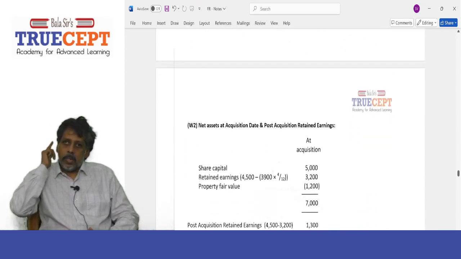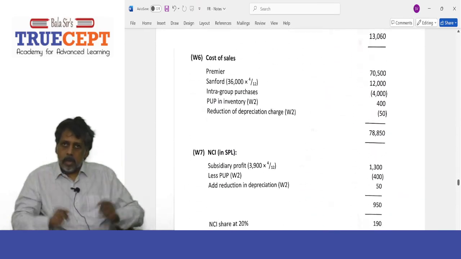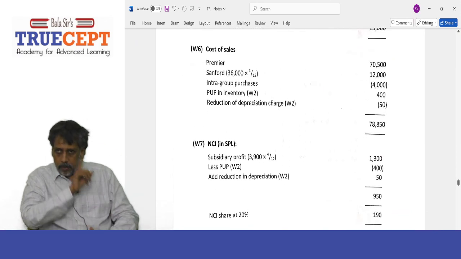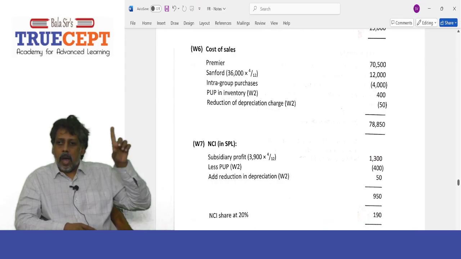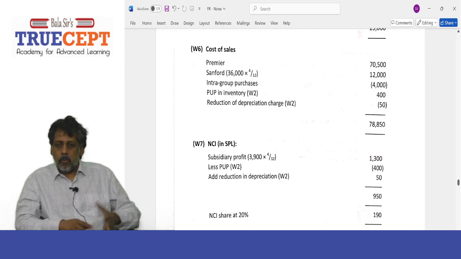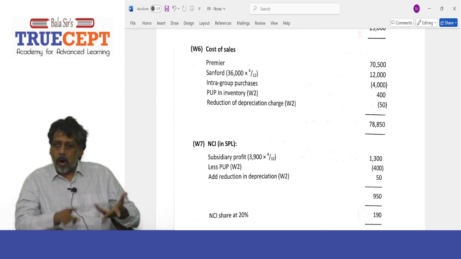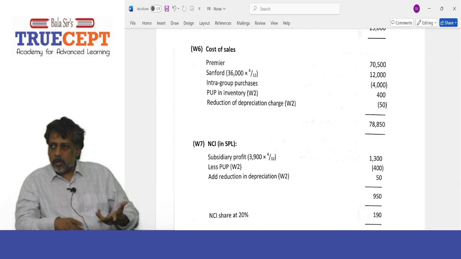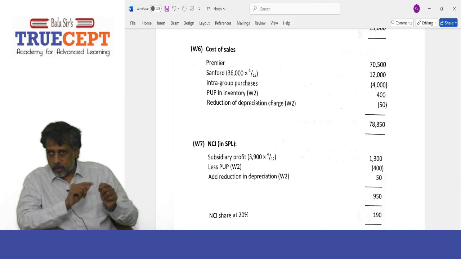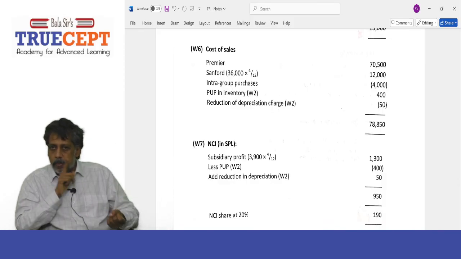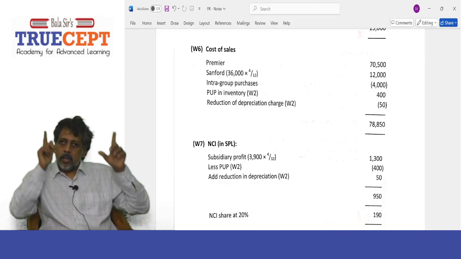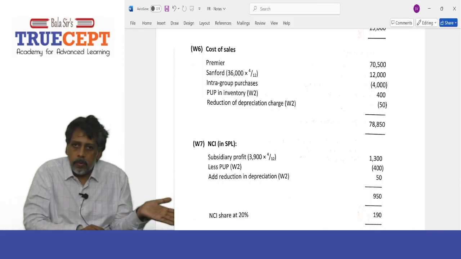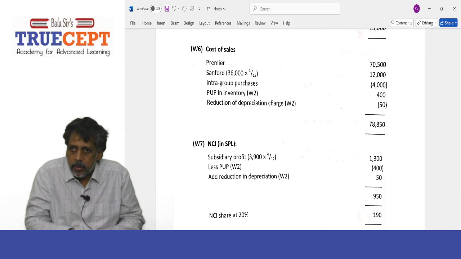Now we have to take on the statement of P&L, working notes 6 and 7. Please remember, you have been selling goods to me worth $1,000 every month, in thousands. What is sold post-acquisition matters. Pre-acquisition doesn't matter. No, we are strangers, right?